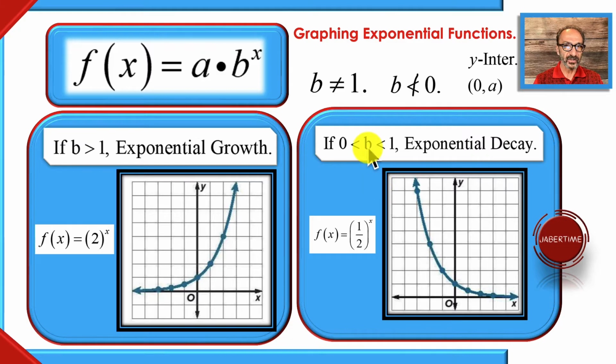If b is a fraction, for example 1/2, the values will keep taking you down, as you can see right here, which is called exponential decay. So if b is a fraction between 0 and 1, we have decay. If b is greater than 1, we have growth. Let's get started.